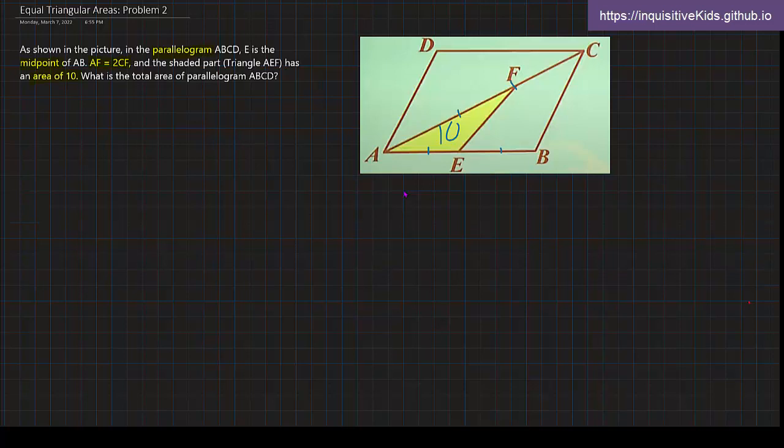Well, in this problem, we're talking about triangles. And we see that AC, it's connected from the point A to its opposite point, C. So it means that parallelogram ABCD is split into 2 equal halves that are triangles. So let's just take that triangle and just look at one half of it right now. So let's look at triangle ABC.